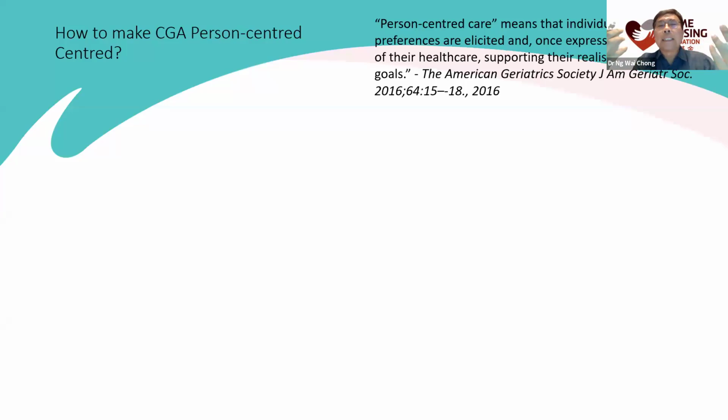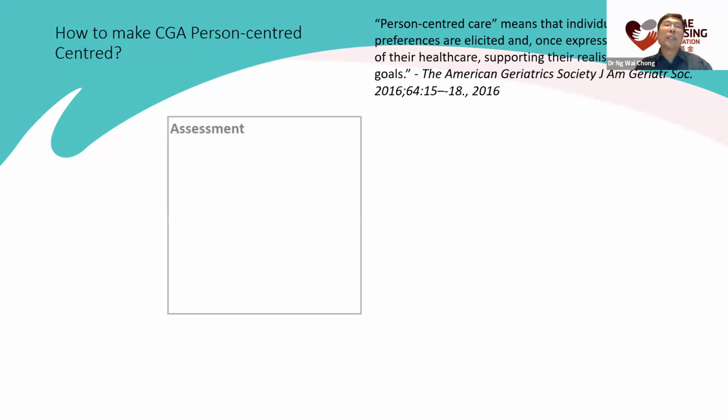So to be person-centered, you cannot just be applying CGA, looking for deficits, and we impose on goals. So how do we make CGA more person-centric? Referencing the American Geriatrics Society's definition of person-centered care, the person's values and preferences must be elicited, just like how we do ACP. Now it's about the present care plan. You need to have their preferences elicited. It should guide all our healthcare. So how do we do that?